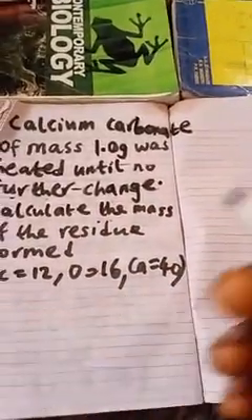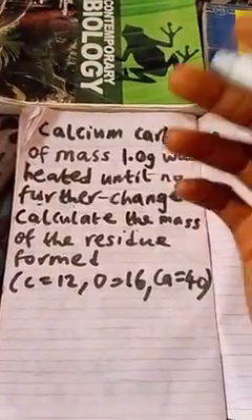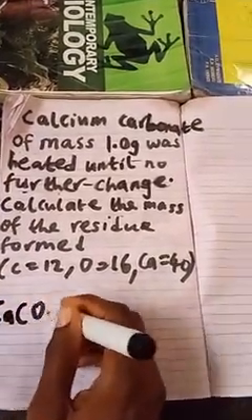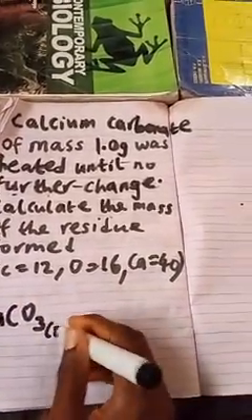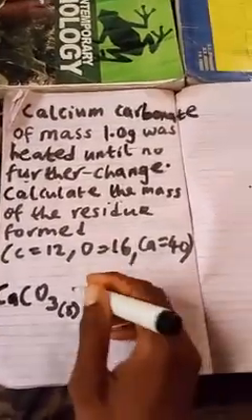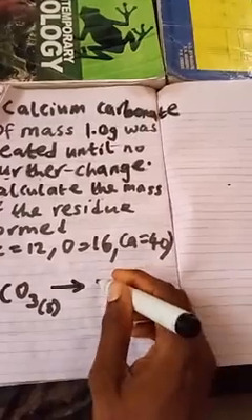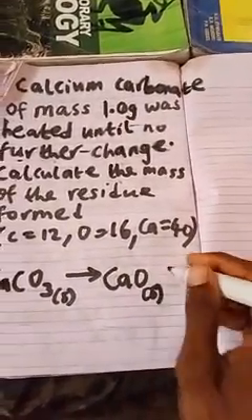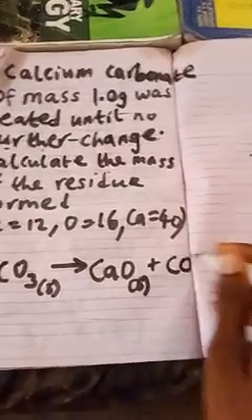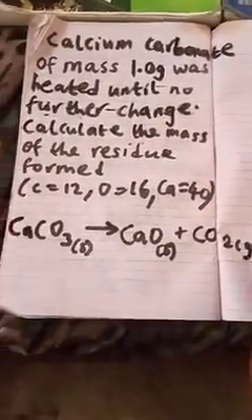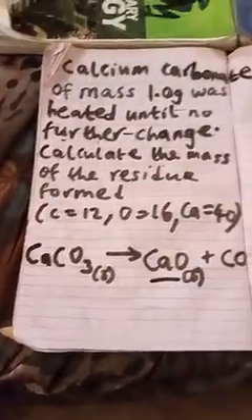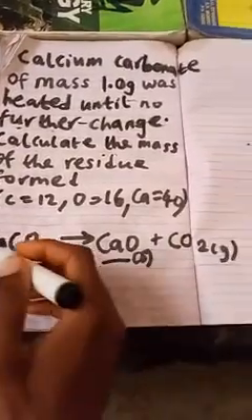Because I've read my decomposition reaction about calcium carbonate, I know that the calcium carbonate, which is CaCO3, is a solid. I know that it's going to decompose into CaO, which is a solid. At the same time, it will release carbon dioxide gas into the atmosphere. So when you decompose it, the residue formed is this CaO.